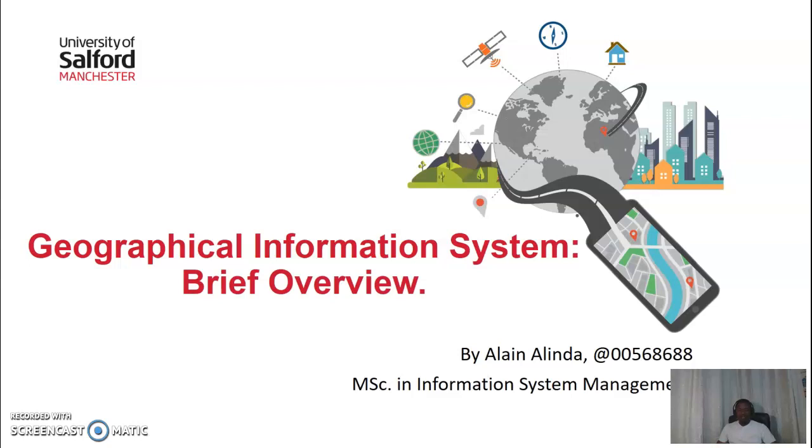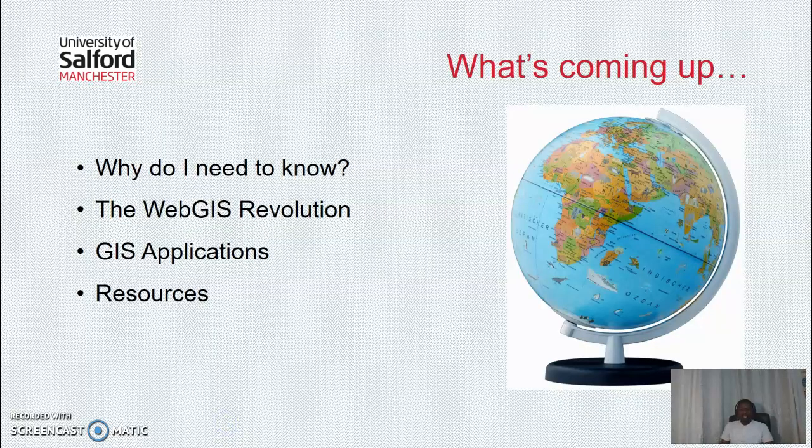This is an assignment for the Information System module in the Masters in Information System Management program from the University of Salford. This presentation consists of three main points. The first one is why do I need to know? The second is the Web GIS revolution. The third is the GIS applications, and we will conclude with some resources and references.